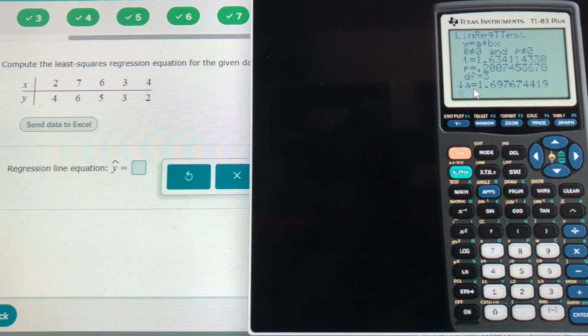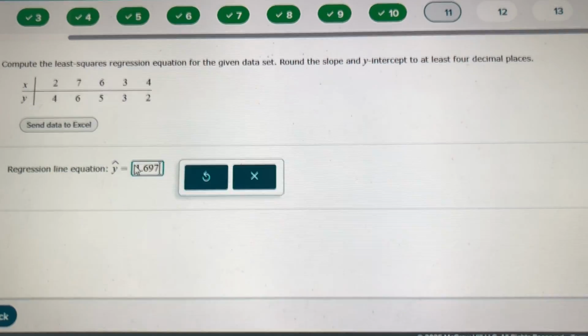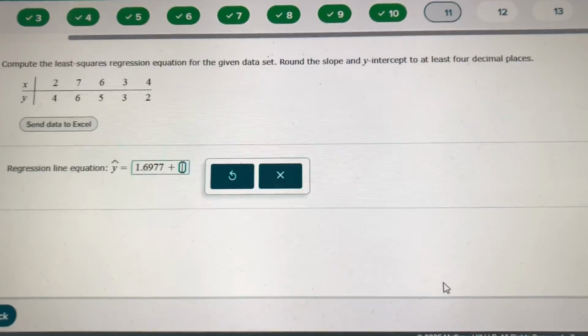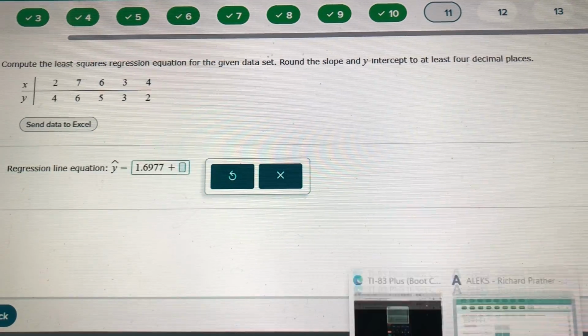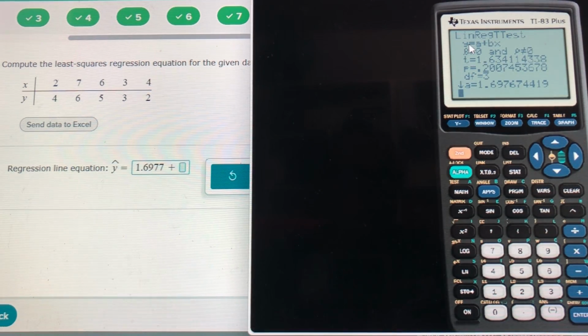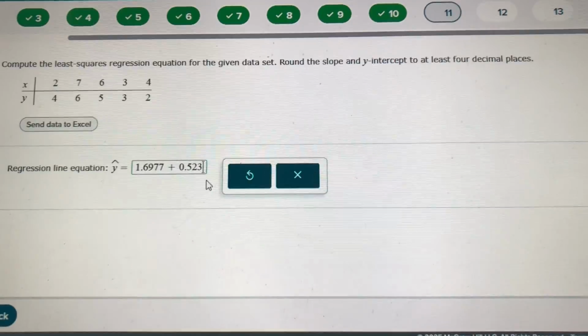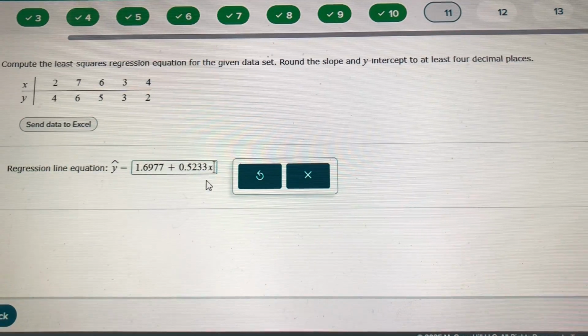A is the y-intercept, 1.697, bump this up to a 7 right here, 1.6977. And then plus, now you plug b in. You can't forget the format, it's right up here, y equals a plus bx. And b is the next one down. You just can't see it until you down arrow. 0.5232, but there's a 5 after that, 0.5233, and then you just put x at the end because it's the equation of a line.